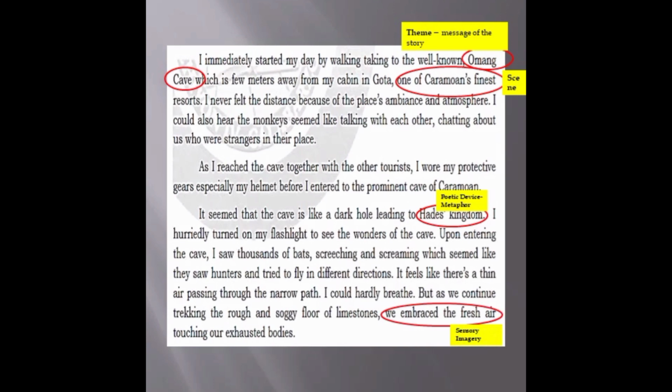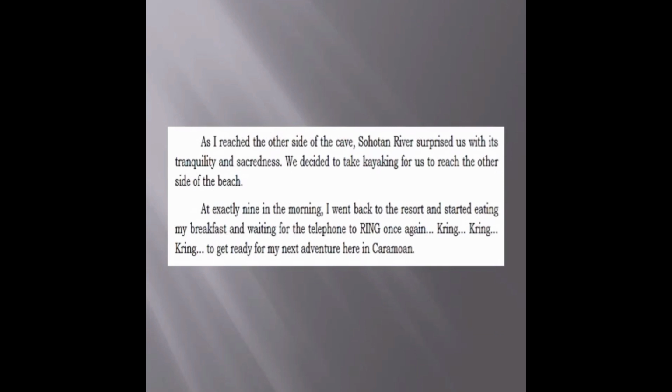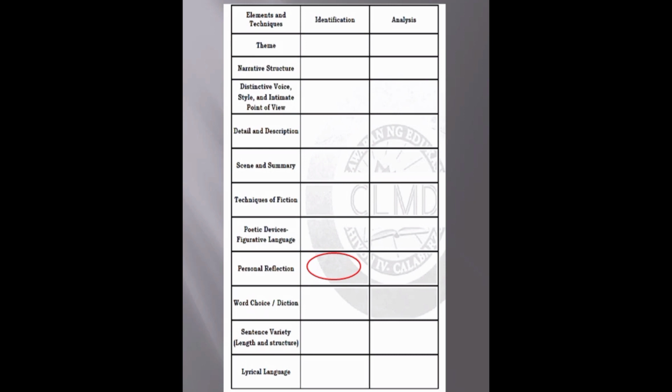In this phrase, we embrace the fresh air. It shows the imagery used by the writer. Here, the writer used the point of view first person because he uses the pronoun I. This time, we are going to analyze the theme and the text used by the writer.